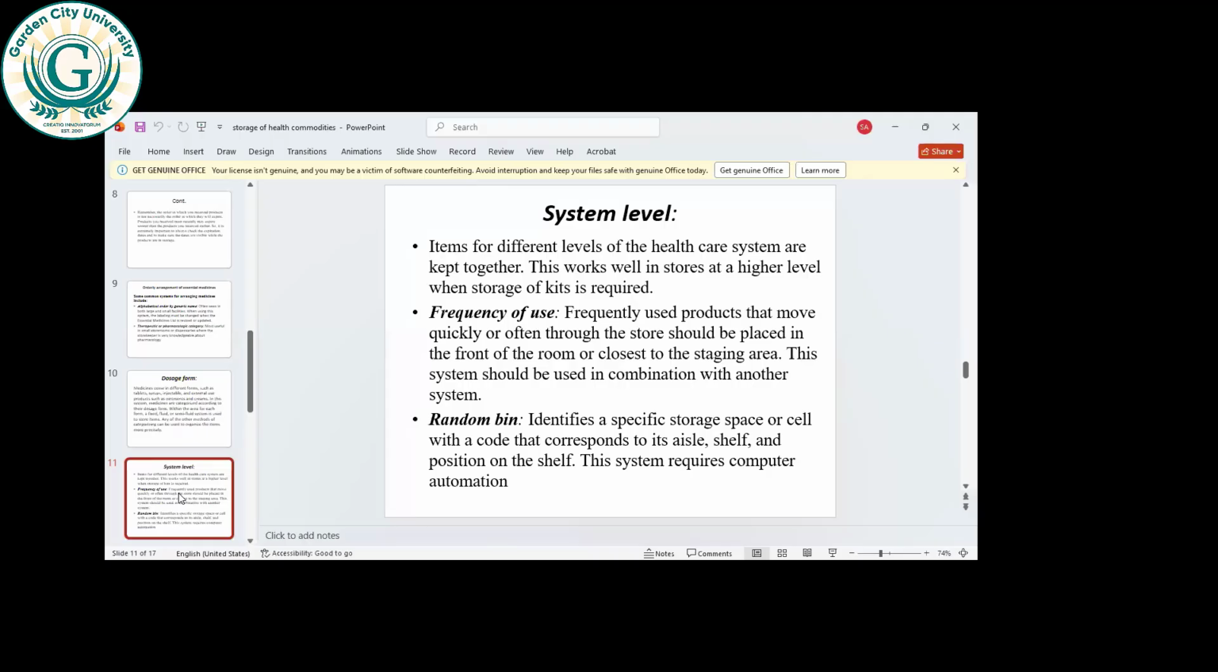And then we also talk of arranging the items according to the frequency of use. That is, you have slow-moving items, fast-moving items, and then non-moving items. So items that are frequently used, you can arrange them that way. And this one too, you can't do it for all the items. It depends on the items that you can use.